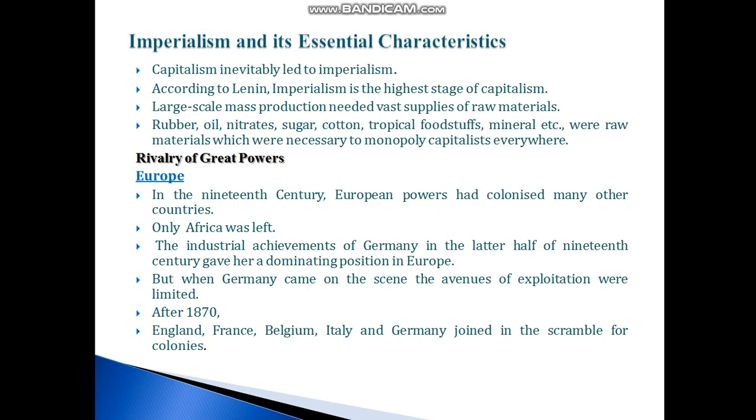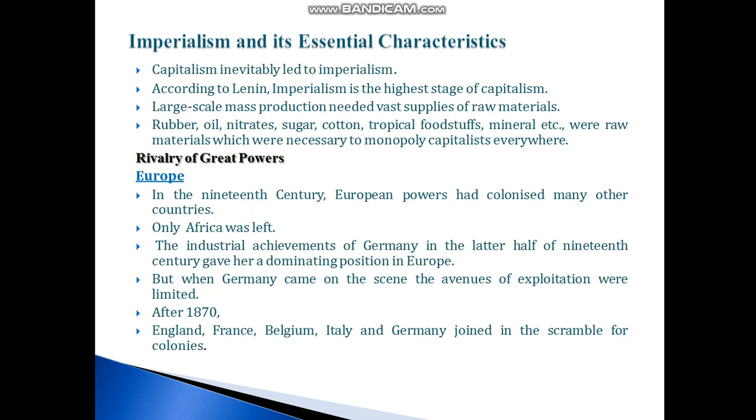And next, imperialism and its essential characteristics. Capitalism inevitably led to imperialism. According to Lenin, imperialism is the highest stage of capitalism. Large-scale mass production needed vast supplies of raw materials such as rubber, oil, nitrates, sugar, cotton, tropical foodstuffs, minerals, etc. These were the raw materials necessary to the monopoly capitalists everywhere.